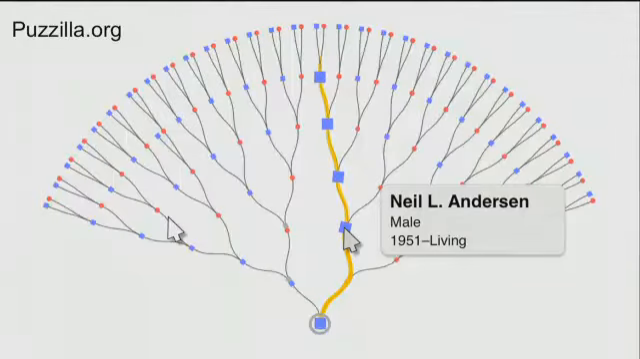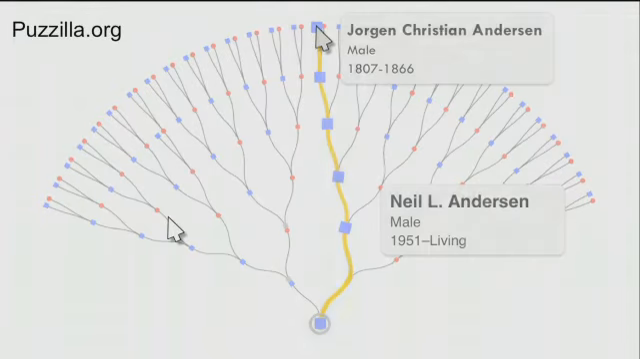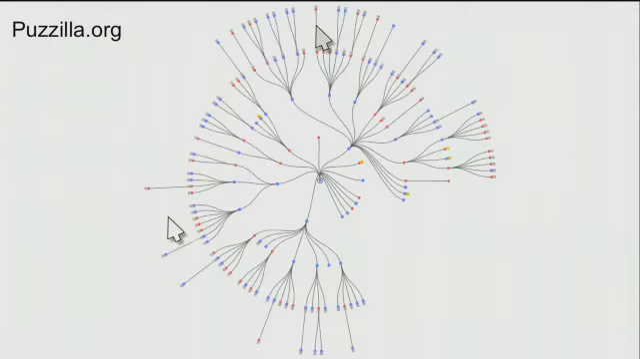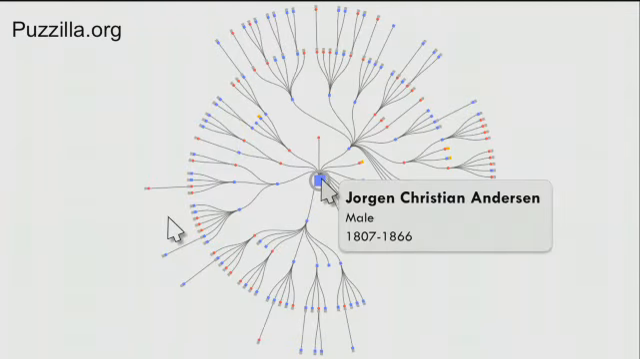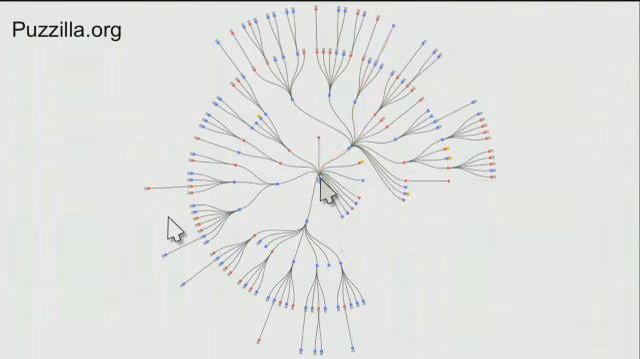Let's go back to this ancestor, Jorgen Christian Andersen. You can see how we're connected. Now this is the power of Puzzilla. You can click on Jorgen's square and see his descendants from his point of view. Puzzilla is now accessing Family Search and pulling in the information. Jorgen moves into the center spot, and all of these lines are his descendants. This is our line, and that's you. And these are all of our cousins.